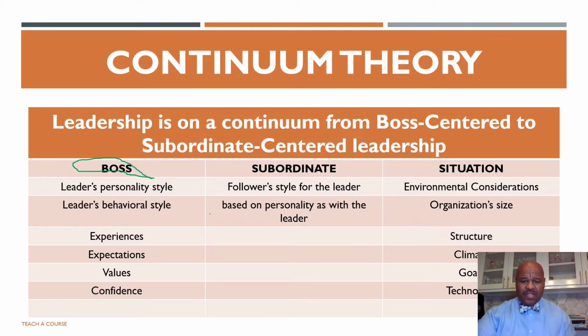Which is also, you could say, pretty much the follower style, based on how they follow their leader, based on the personality that they have with the leader. Then we also had the situation, which is dealing with the environment. With our environment, we're going to deal with the organizational size, the organizational structure, the organizational climate, and the organization's goal and type of technology that is used within the organization. And so these three things will definitely make an impact on the continuum theory: the boss, the subordinate, and the situation.